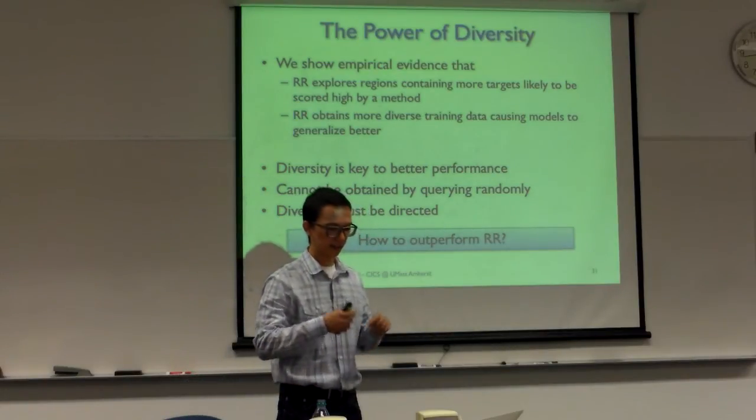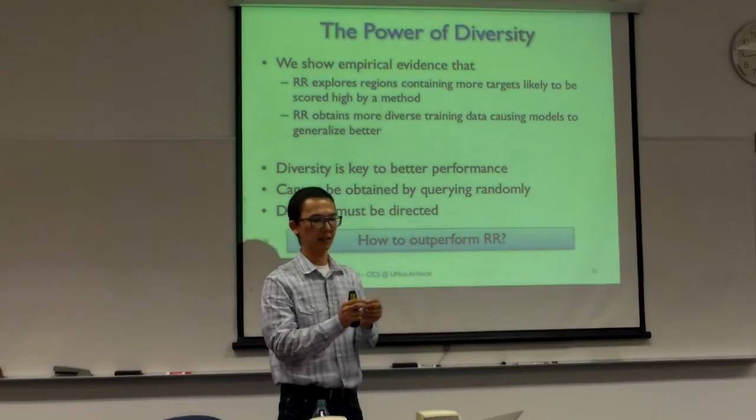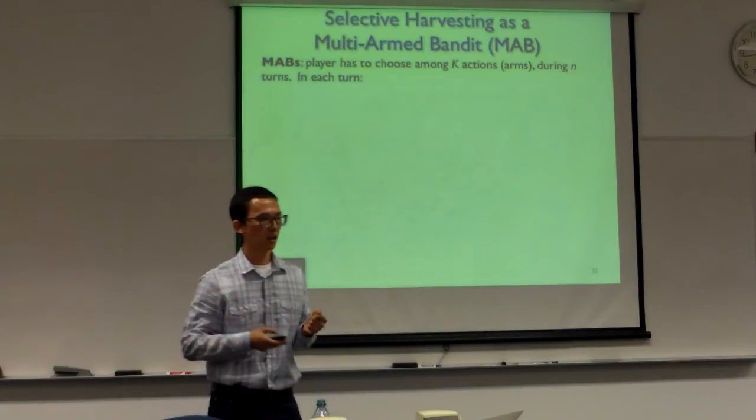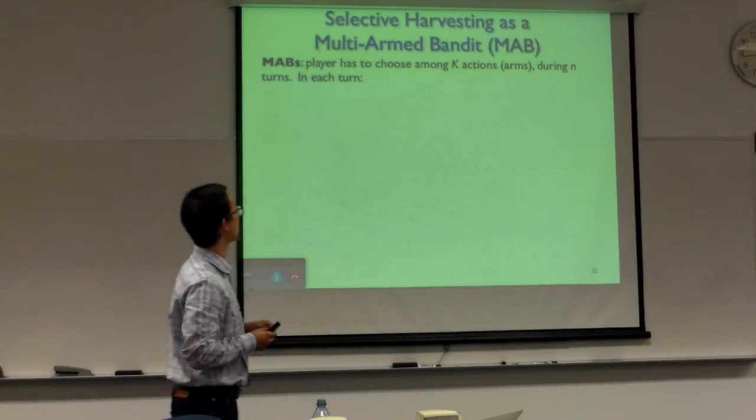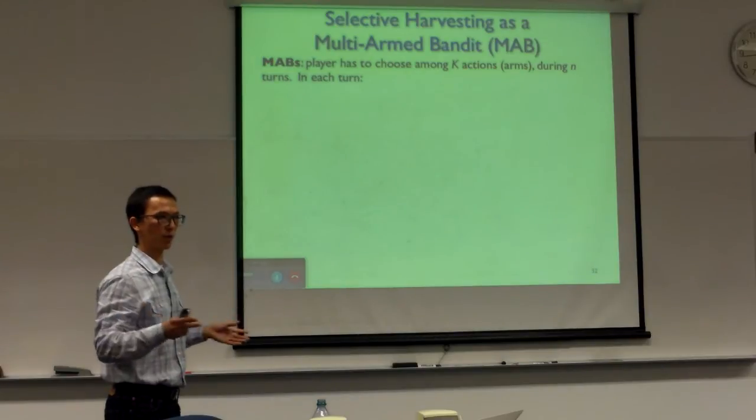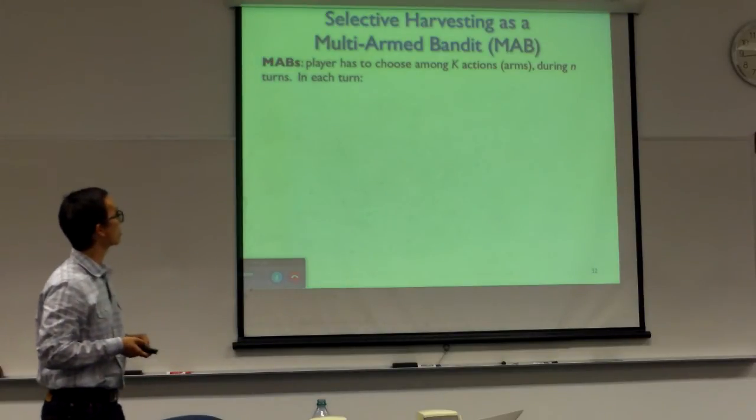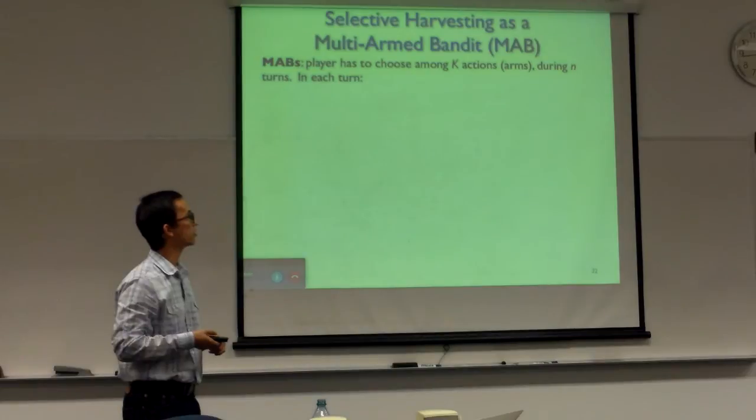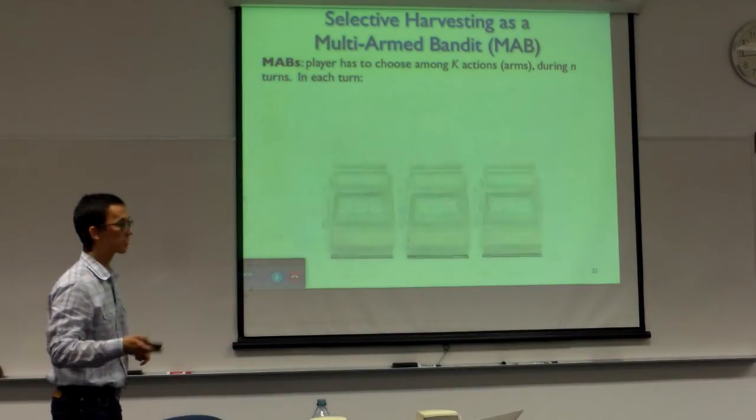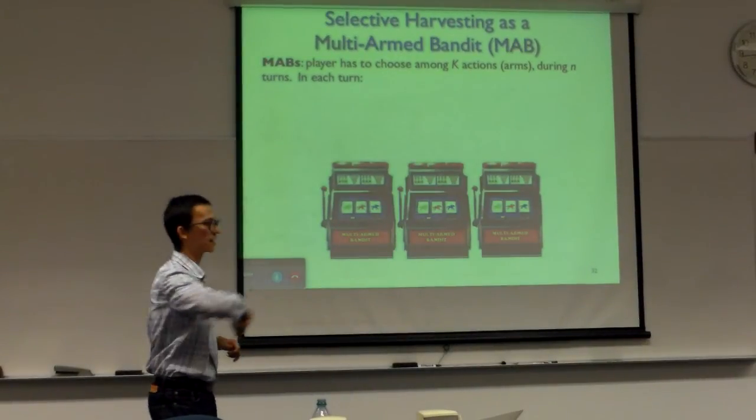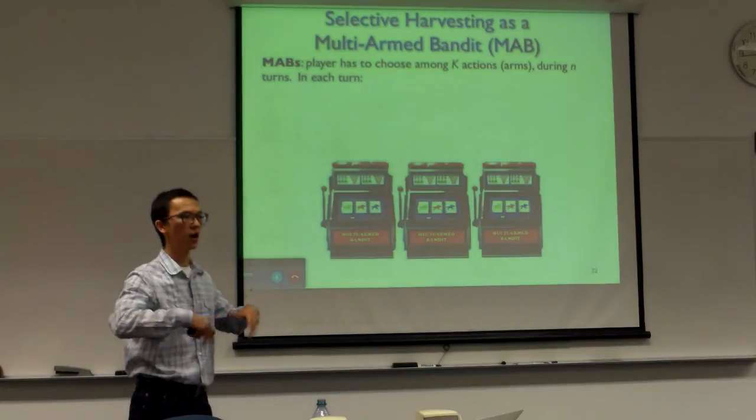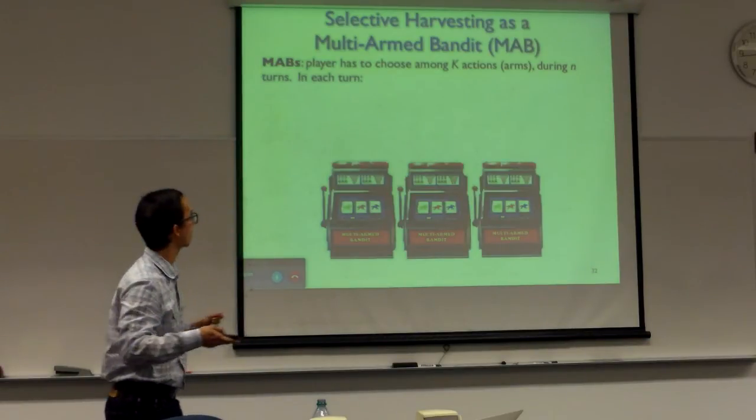And that sounds pretty much like the exploration-exploitation trade-off that we see in multi-armed bandits. So we model selective harvesting as a multi-armed bandit. In this slide, I'm just going to give an overview of what a multi-armed bandit is. So these are sequential decision problems where a player has to choose among k actions, or arms, during n turns. This is typically illustrated by k casino bandits, and each one is associated with some unknown reward distribution.